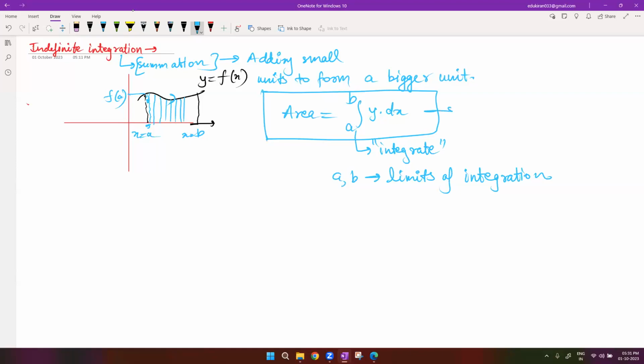But this particular expression represents the area under the curve f(x), the area under the curve y equals f(x) from x equals a to x equals b.